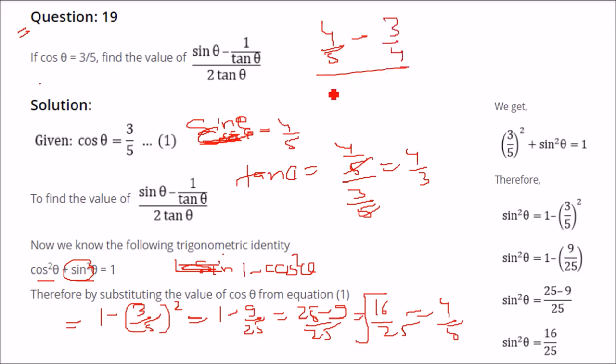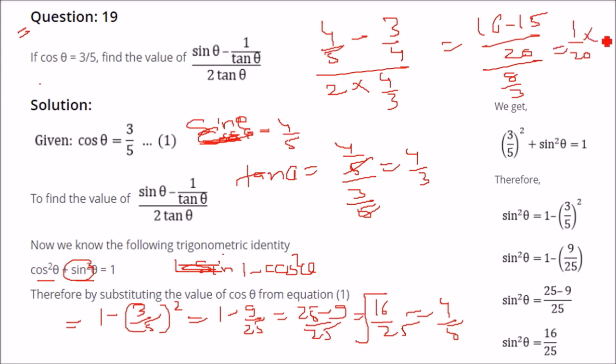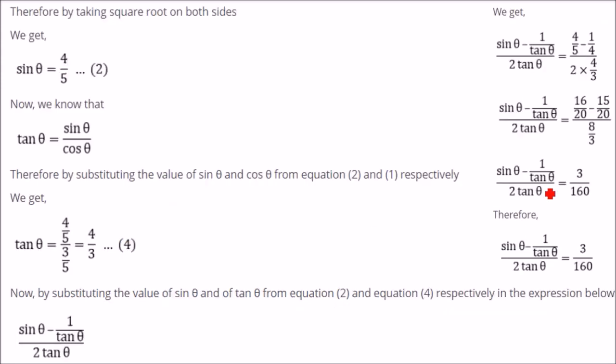And in the denominator you have 2 tan theta. Tan theta is 4 by 3. So what do you get? 4 by 5 minus 3 by 4 is 16 minus 15 by 20, that is 1 by 20. And the denominator is 8 by 3. This 3 goes up, 8 comes below. So 3 by 8 into 20 is 160. 3 by 160 is the answer. So this is the solution in front of you.